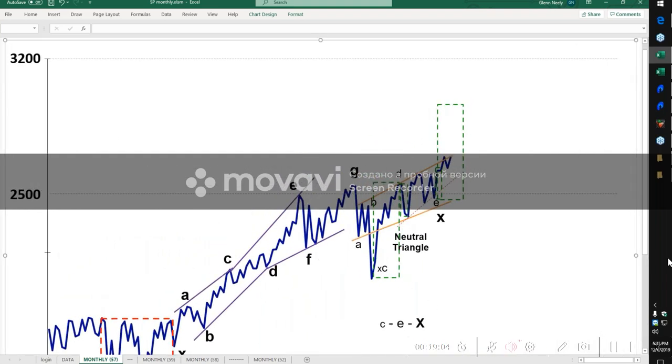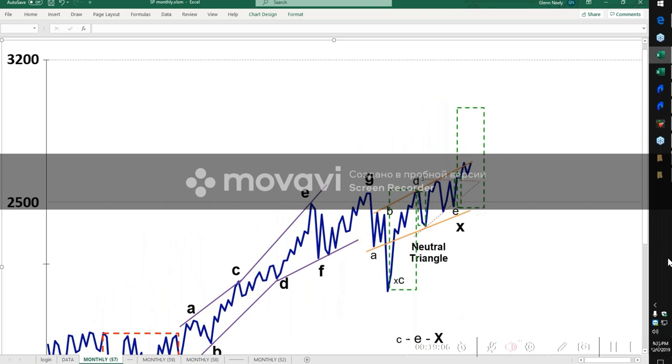Okay, so if we zoom in on this structure, here's what appears to be a contracting triangle. You can see the market broke right below the lower channel here. This would be wave A, B, C, D, and E create this false break of the AC trend line. Then it quickly and violently reversed.